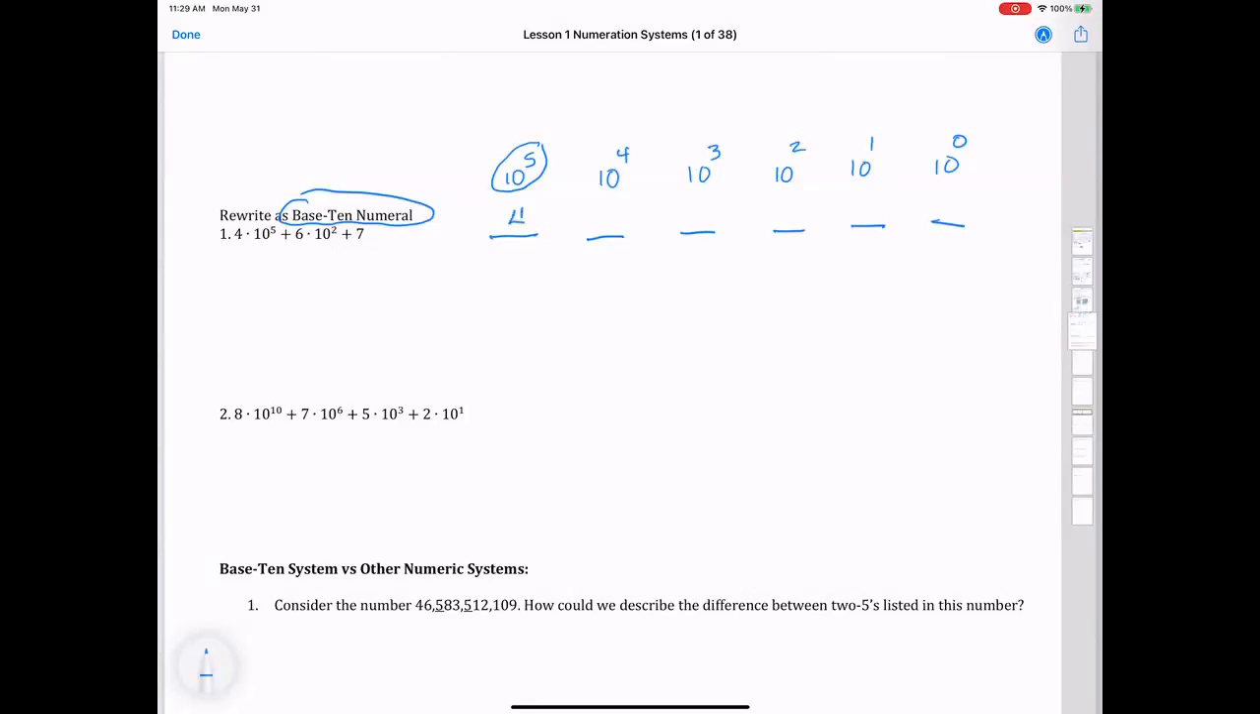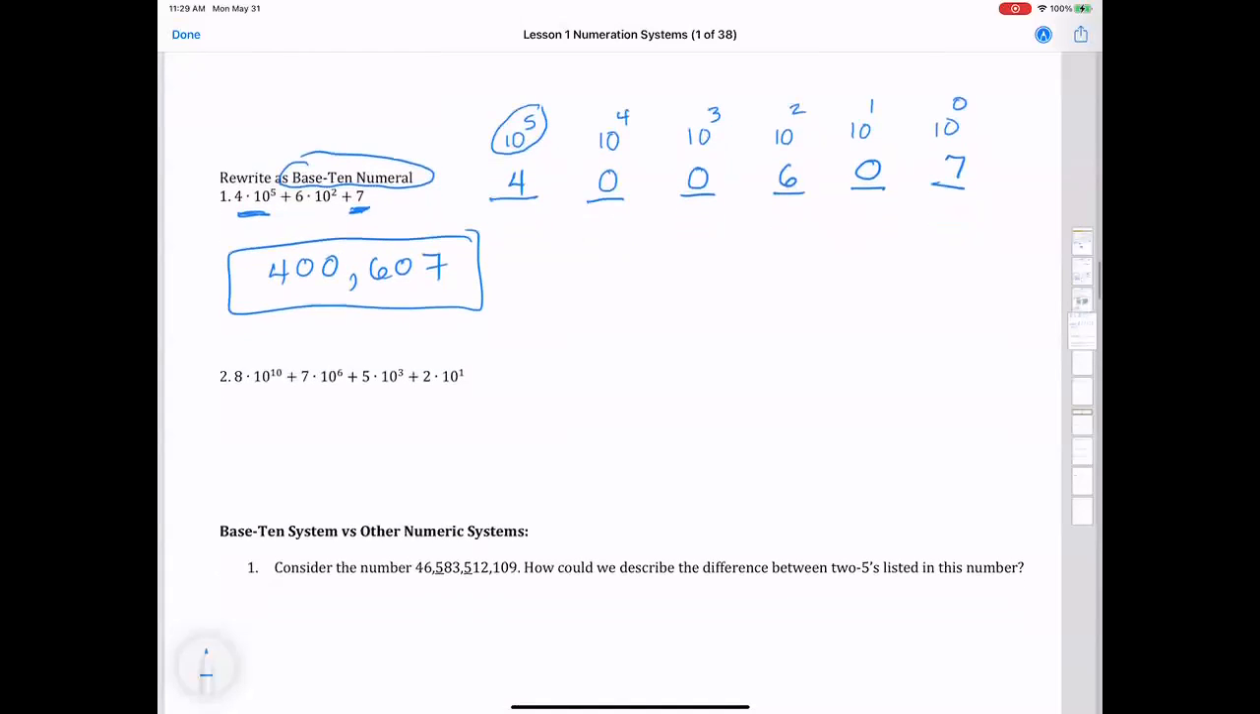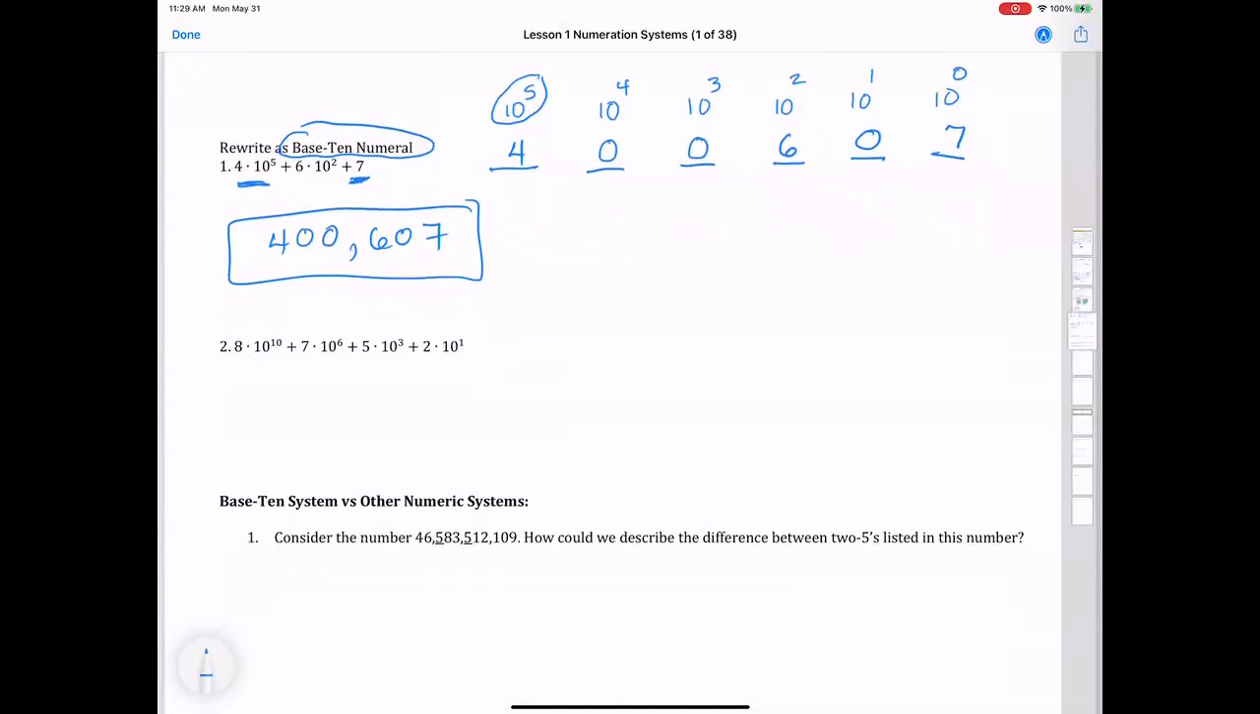So that means there should be a spot for any other exponent lower than 5. So here we have 4 groups of 10 to the 5th. And we have 6 groups of 10 squared. And we have 7 groups of ones, but we don't have anything else. So that means we have 0 of this, 0 of this, 0 of that. So therefore the base 10 numeral is 400,607. Why don't you try the next one? Pause the video.